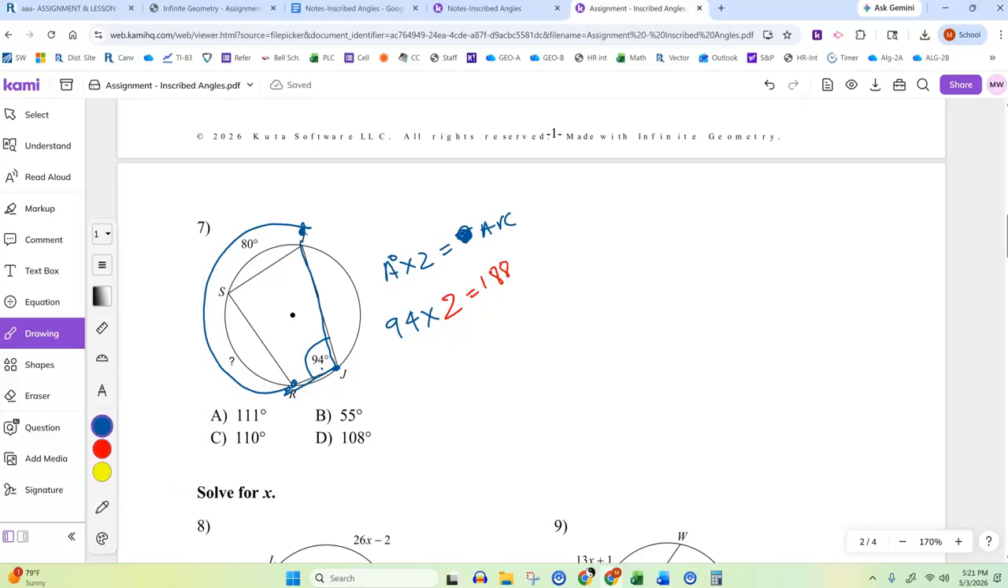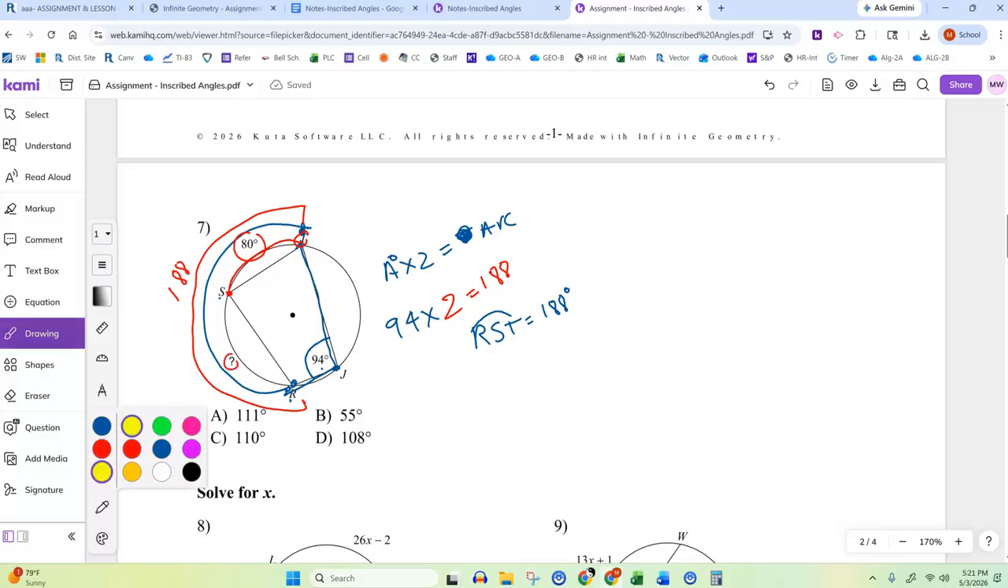Let me do this in blue. But that is going to be RST. So RST is equal to 188 degrees. But part of that, TS from here to here, is 80. So if the whole thing all to here is 188, and we're only looking for this piece right here, right? So that's going to be from here to here.